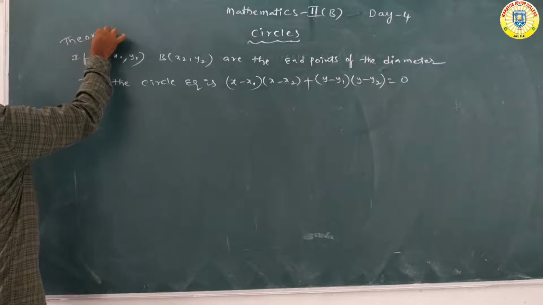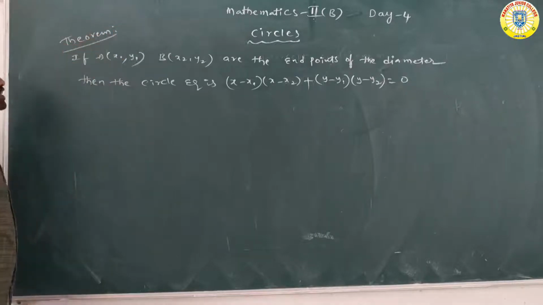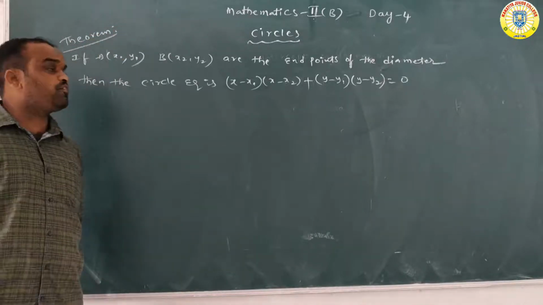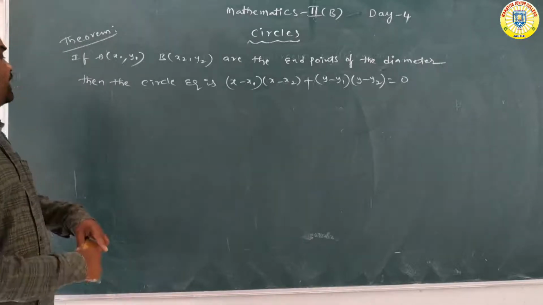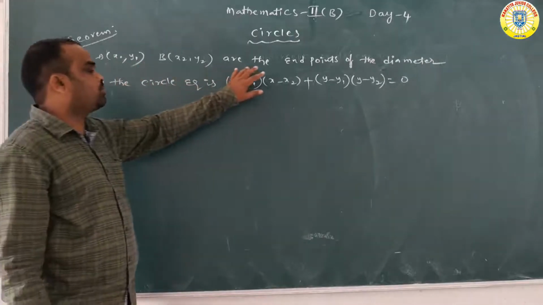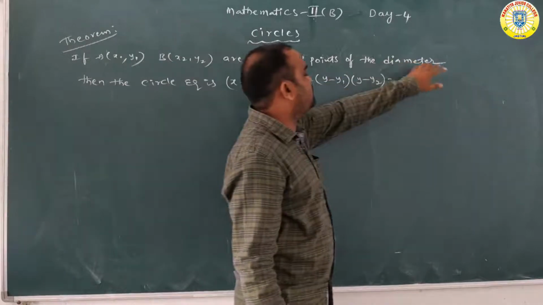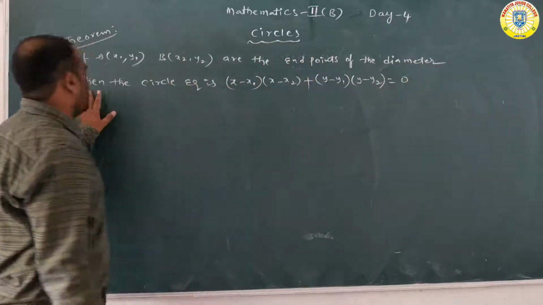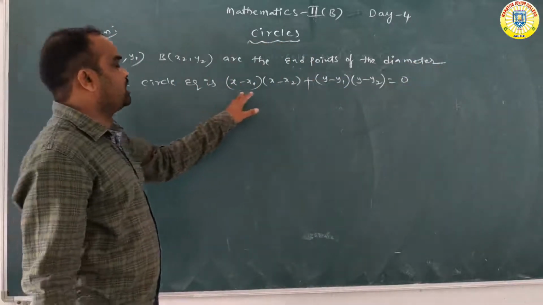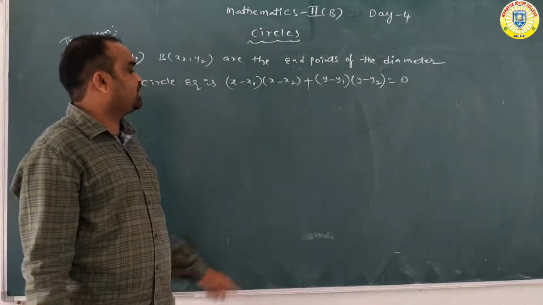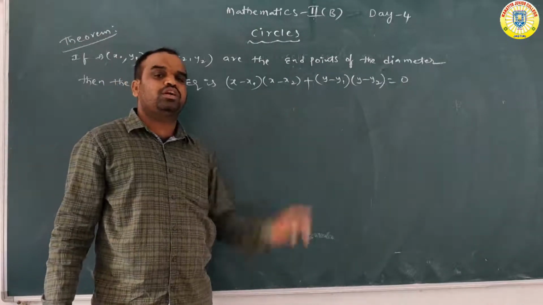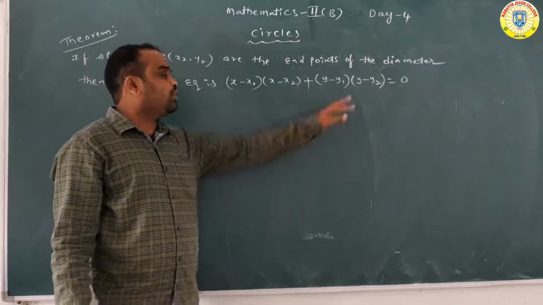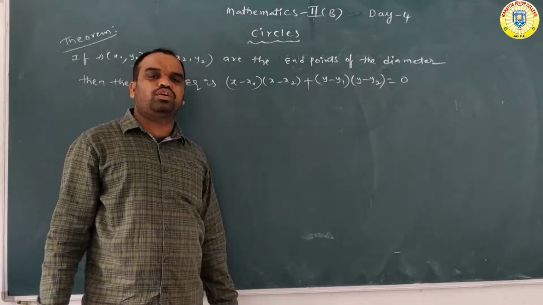Listen to this one. If A of x1 comma y1, B of x2 comma y2 are the endpoints of the diameter, then the circle equation is x minus x1 into x minus x2 plus y minus y1 into y minus y2 is equal to 0.